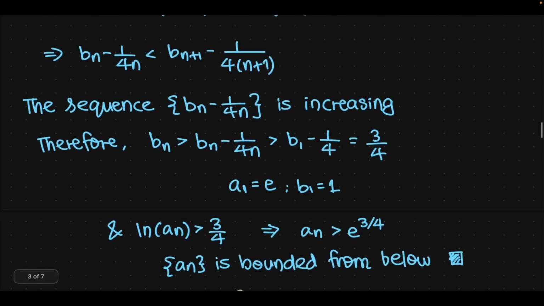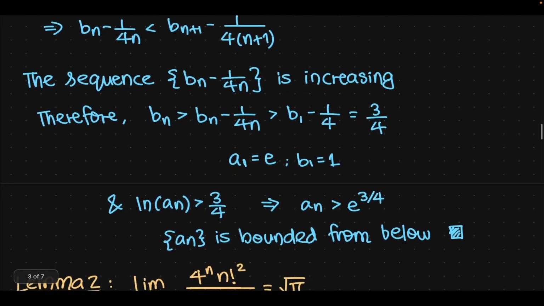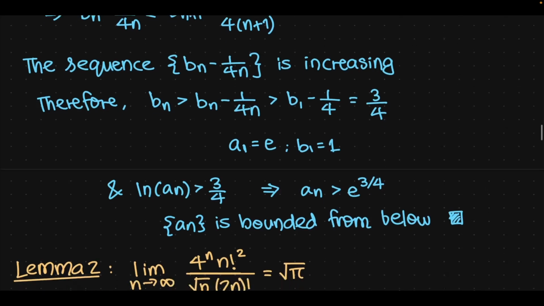That's not sufficient. We need to find a lower bound for an. So just one more step: bn is ln of an. That's greater than 3 over 4. That implies that an is greater than e to the 3 by 4, because again, exponentials will respect that inequality. It's kind of easy to see.